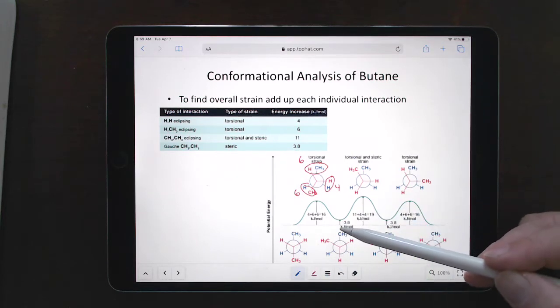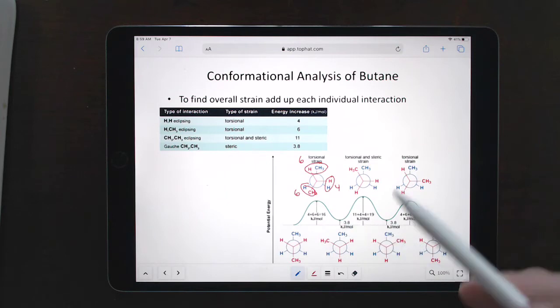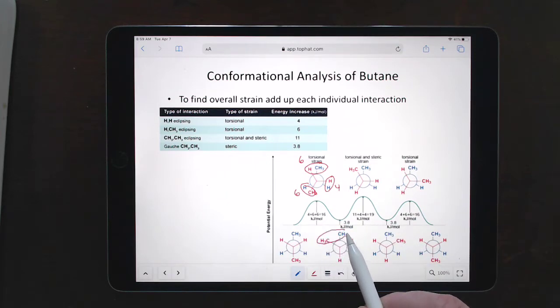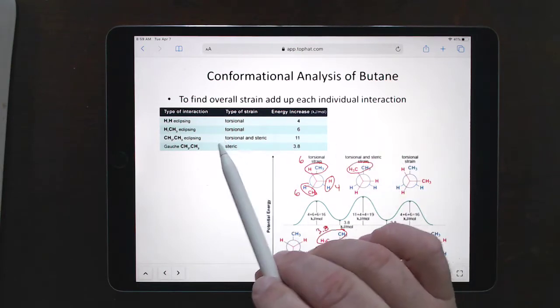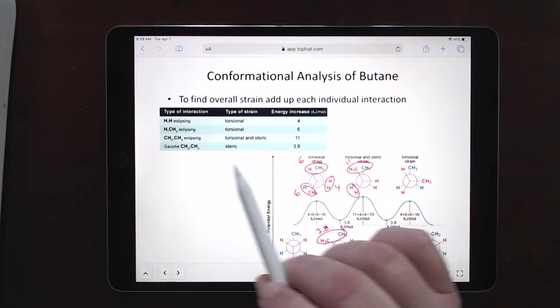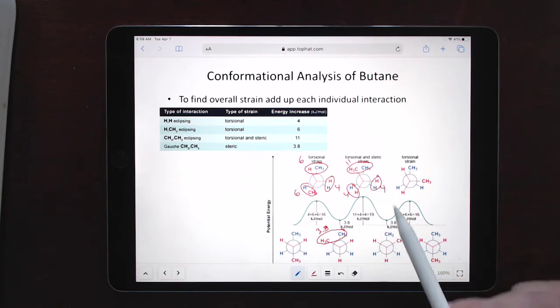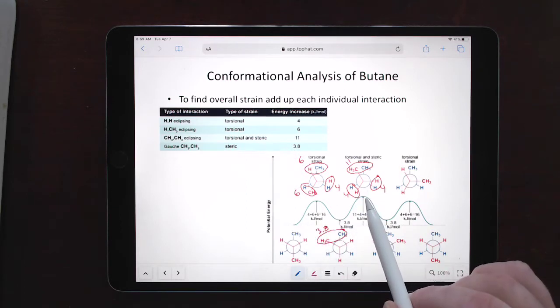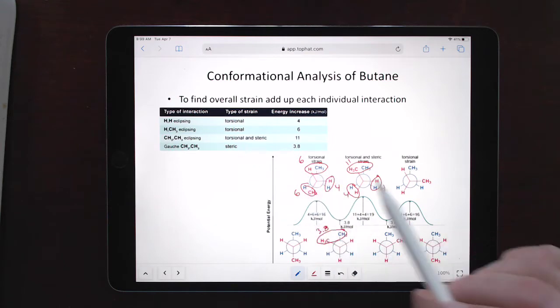And here, when it rotates around, it goes staggered, but it doesn't go quite down to 0 because you've got this single gauche interaction. That's worth the 3.8. And then you come back here, and now we've got methyl-methyl eclipsing, so that's worth 11. This one hydrogen is worth 4, and this one is worth 4. So 11, 4, 4, so 19. So it's even worse than a regular eclipsing interaction.